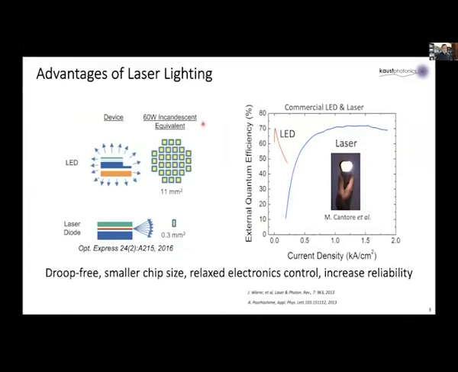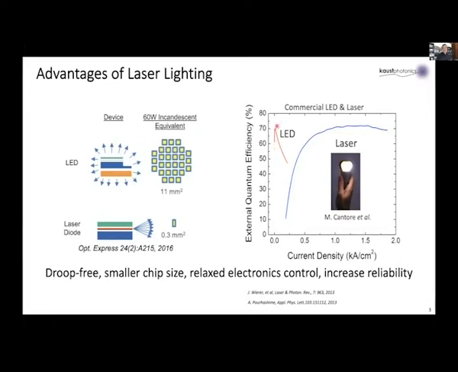This paper is from Changming Li, UC Santa Barbara. If you compare LED and laser making 60-watt incandescent equivalent light sources, LED needs multiple LEDs to get to 60 watts equivalent. But for laser, it potentially would be able to use a single diode to get to the same lumen and same performance. Another advantage of laser diode is droop.